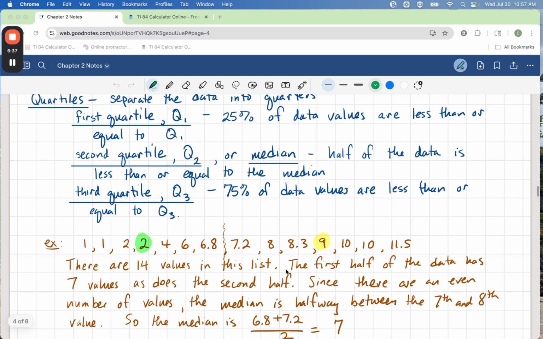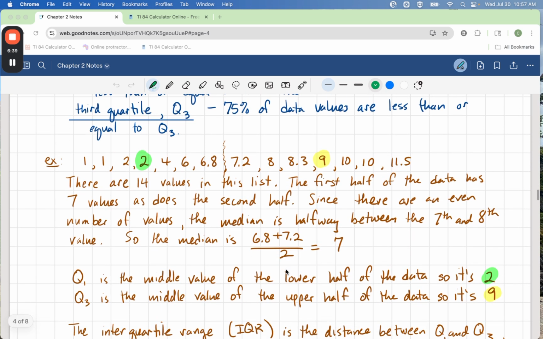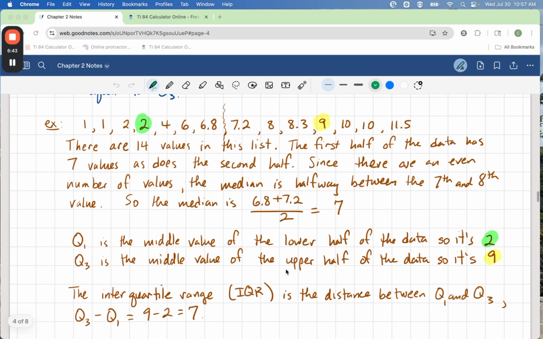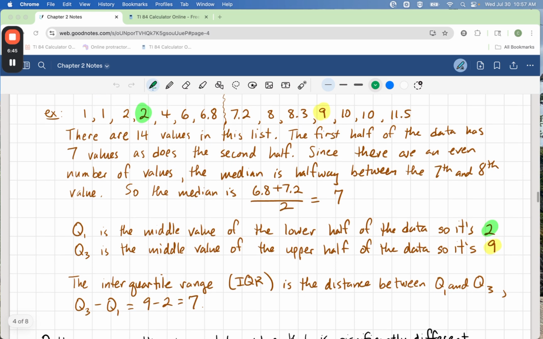If we look at this example, you're going to have a couple like this on your MyOpenMath assignment. You have this example with these data values. We have 14 data values in the list. The first half of the data has 7 data values, as does the second half. So I put that squiggly line there to indicate that.